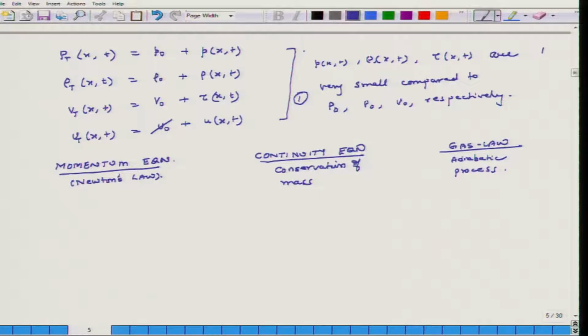So, with this framework we are going to develop the momentum equation, the continuity equation, and the gas law. We will start working on the momentum equation.